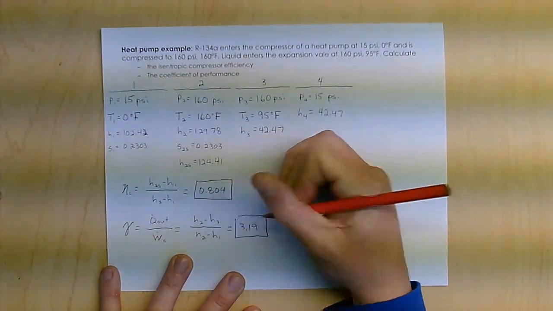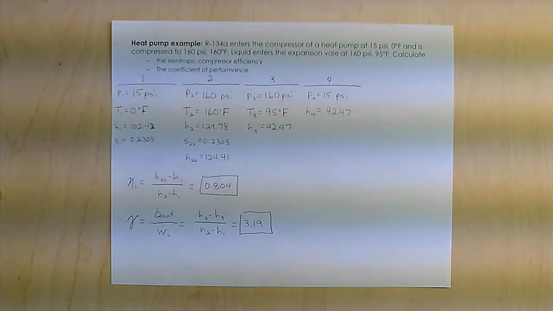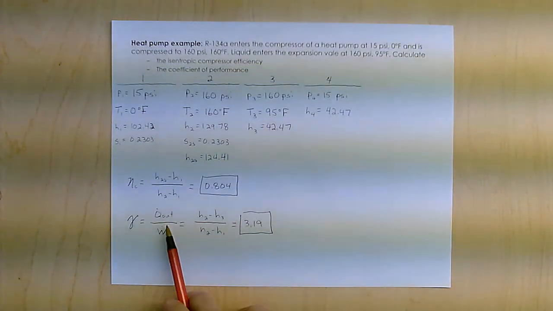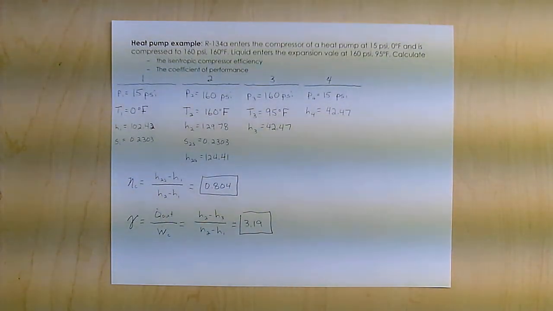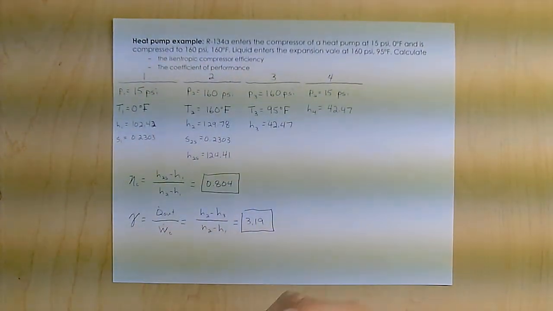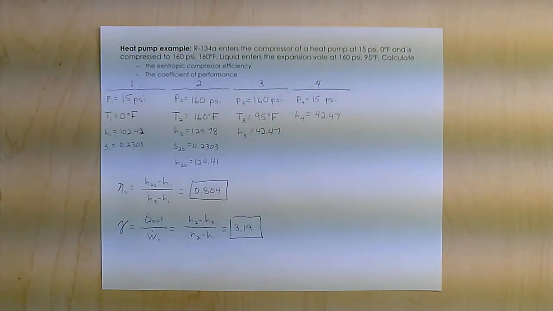So again, set your states, calculate what you want to find. Just remember that with a heat pump, what you're trying to do is dump warmth into a hotter space. So Q out over the work is what we're looking at for the coefficient of performance of that.